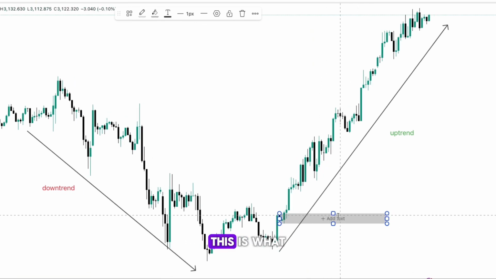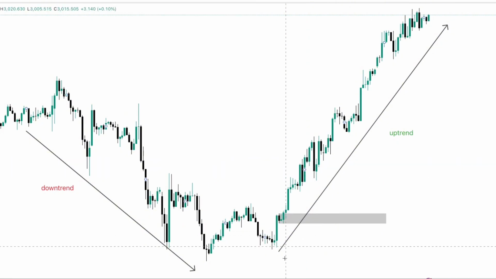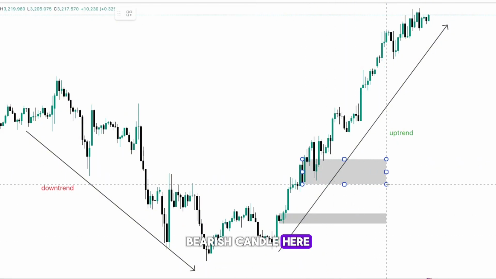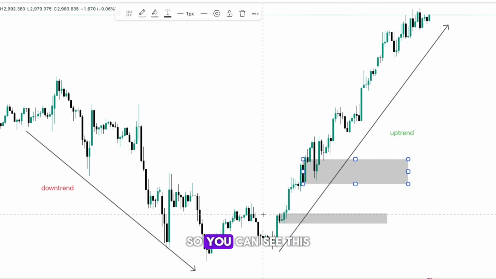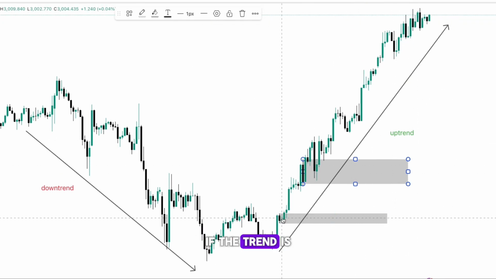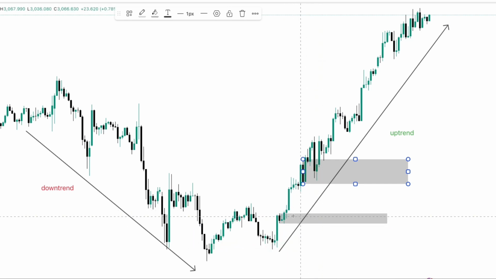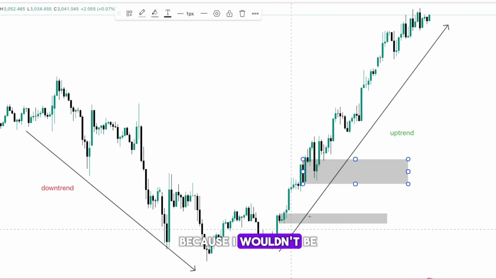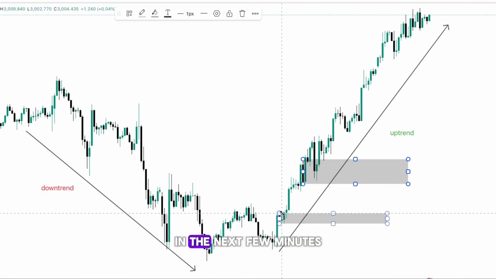So as you can see, this is another last bearish candle here, and so on, so on, so on here. So you can see this. If the trend is still bullish, price must not break below this. We do not have a reaction from here, so that's okay, because I wouldn't be trading this anyway, and you understand why I wouldn't be trading here anyway in the next few minutes.